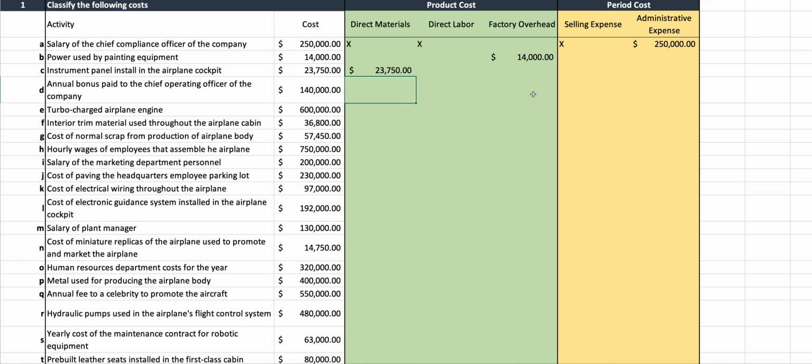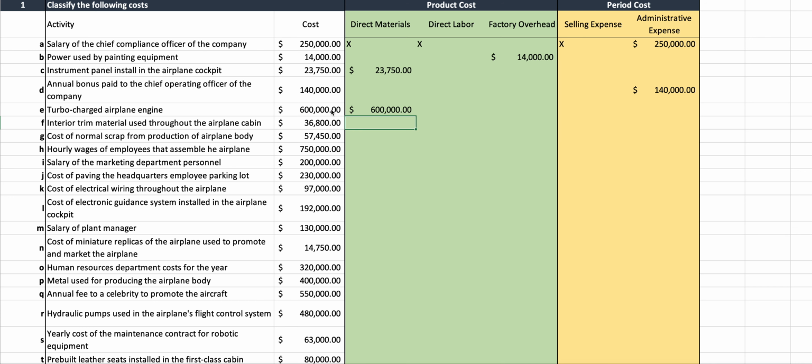It's very similar to the compliance officer. So that's going to be an administrative expense. How about the turbocharged airplane engine? Yep, it's just like the instrument panel. So I'm going to go ahead and pick up the turbocharged.